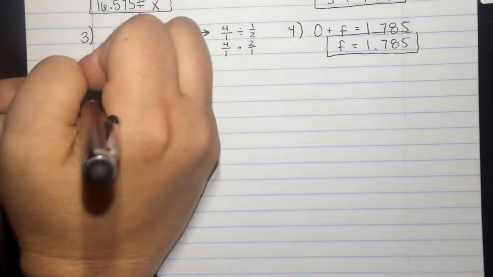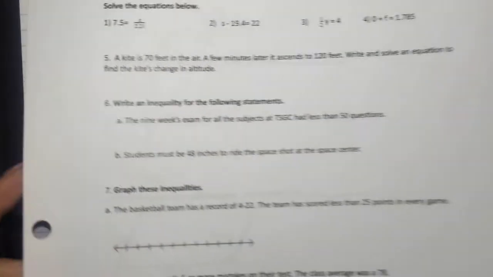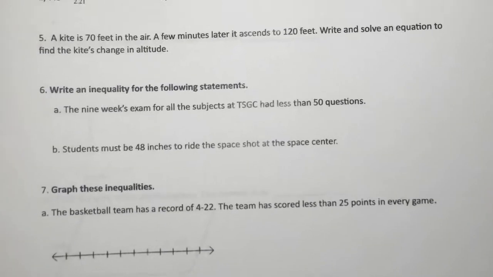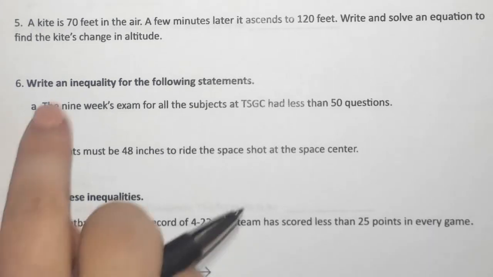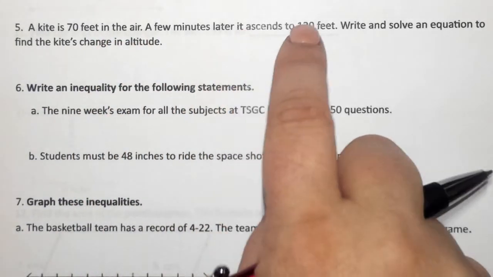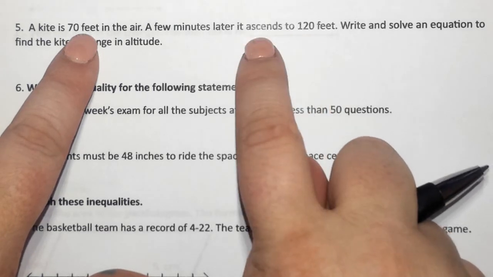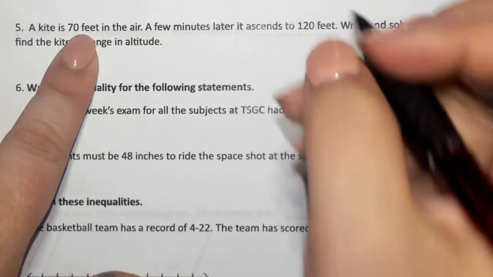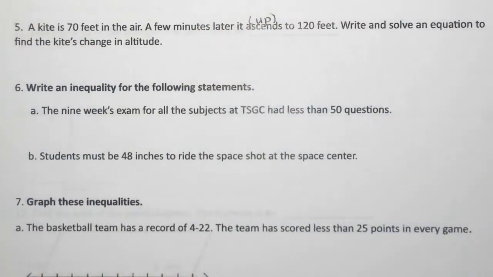Number 5, this is the one that drove a lot of us crazy, so let's look at it real quick. This one was a word problem. This word problem is important because I can get easily two different questions, possibly 3 different questions out of this problem. It tells me a kite is 70 feet in the air. A few minutes later, it ascends to 120 feet. If it was at 70, now it's at 120. What does ascend mean? It went up. It rises. So I'm just going to put up there, reminding myself, hey, it went up.